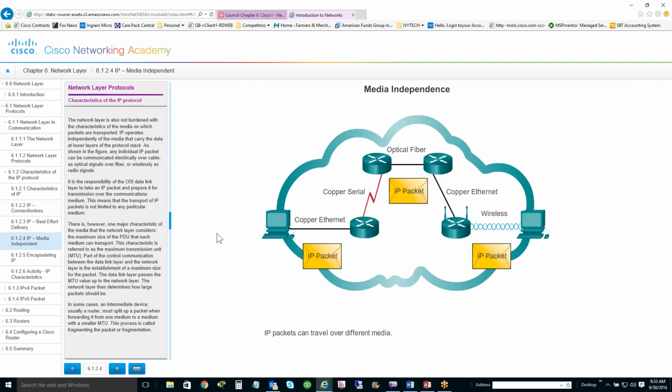The other thing is that IP is media independent. It doesn't care what it's traveling over. That packet will stay intact, and the only thing that can change in an IP packet as it moves from place to place is that some of the header information may change as it moves from device to device.